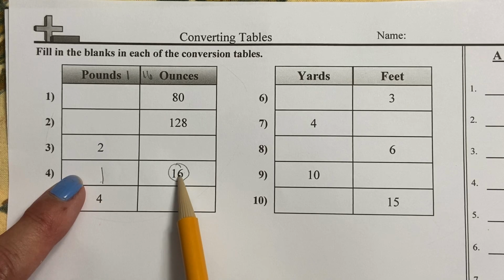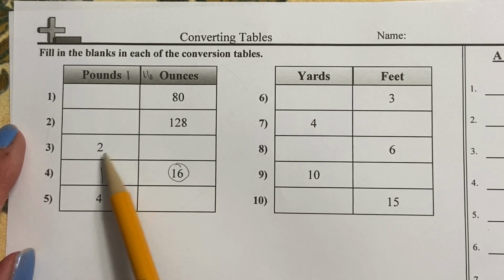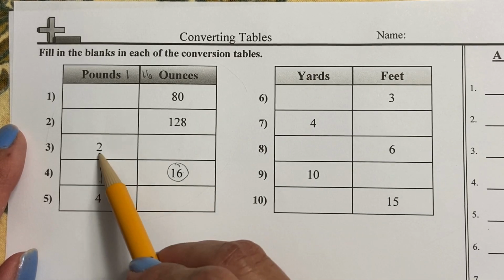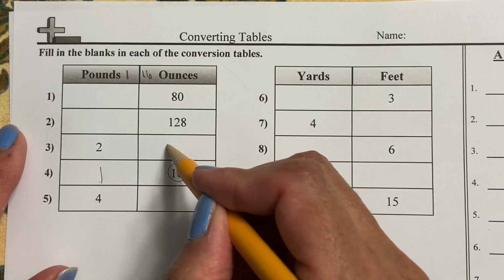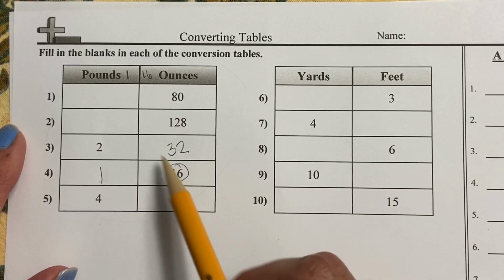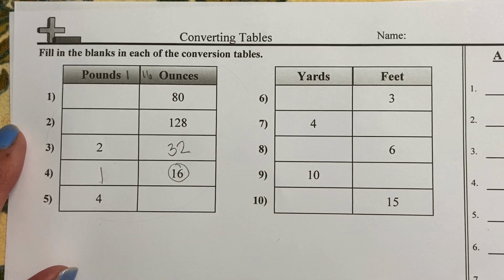Well, I know 1 times 16 is 16. Here I have a 2. 2 pounds is going to give me how many ounces? Well, to figure that out, it's 2 times 16, which is 32. So 2 pounds is the same as 32 ounces.